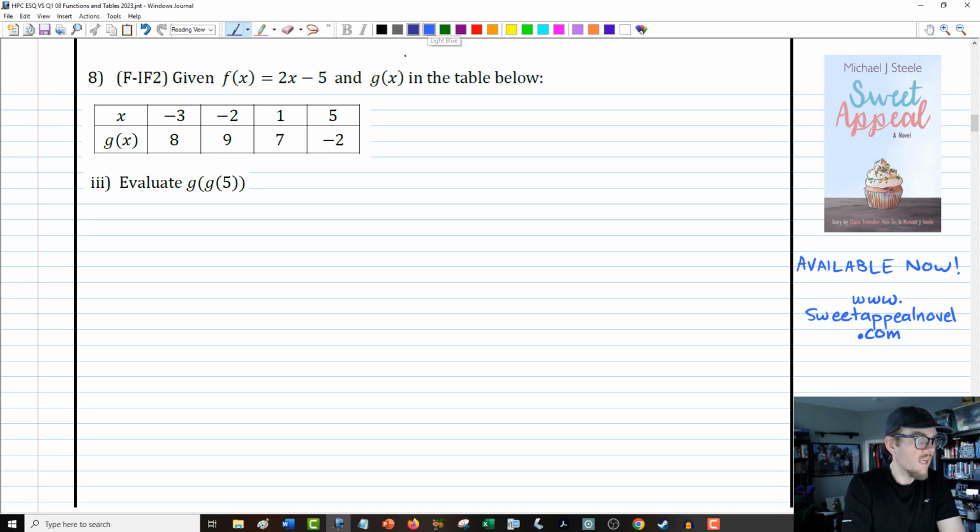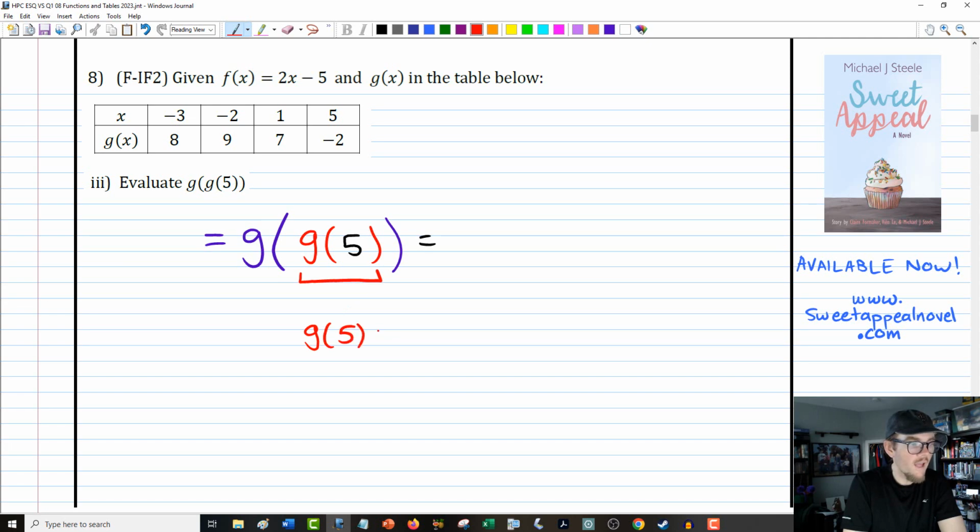But the good news here is that once again, we're just evaluating a functional composition. So in this case, even though it's the same function twice, I'm going to write this as g of g of 5. We want to figure out what is this equal to. Well, we'll follow the same strategy that we did before. g of 5 is our first task.